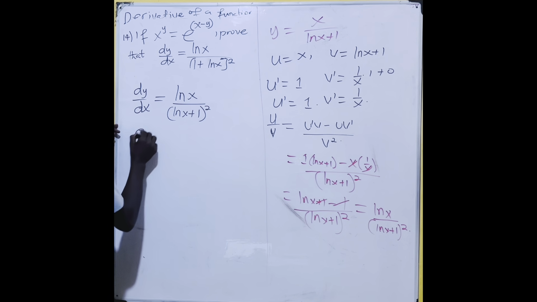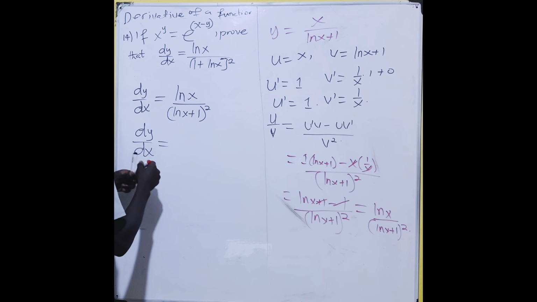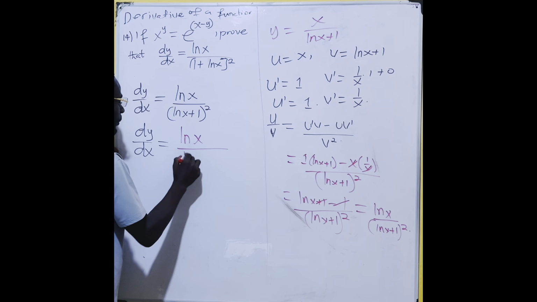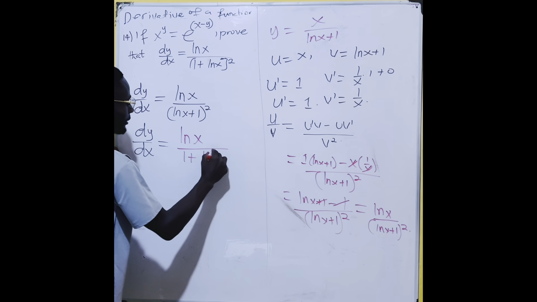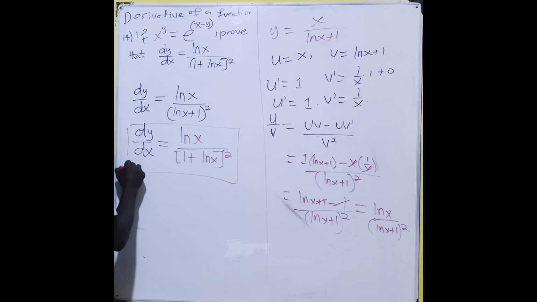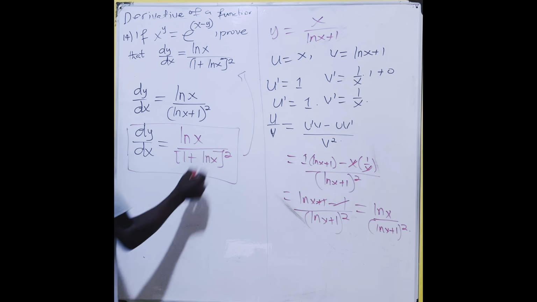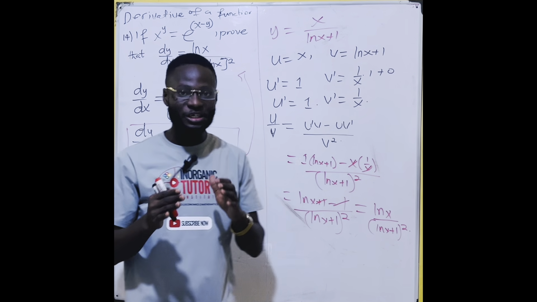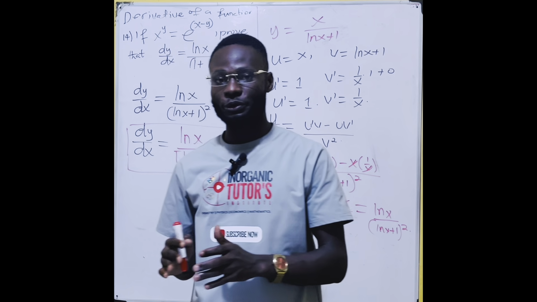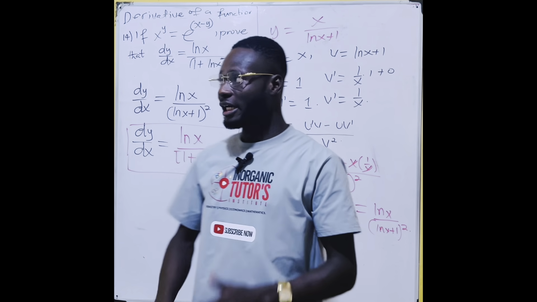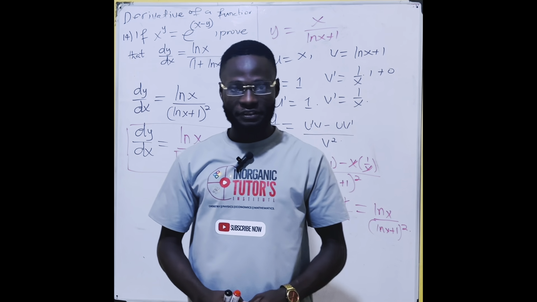Or we can rewrite this as dy/dx equals ln x divided by (1 plus ln x) all squared. And that proves our problem. Very, very easy, right? So I told you, you have to master the product and the quotient rule, and everything in differentiation is going to be very easy for you. Now let's move on to question number 15.